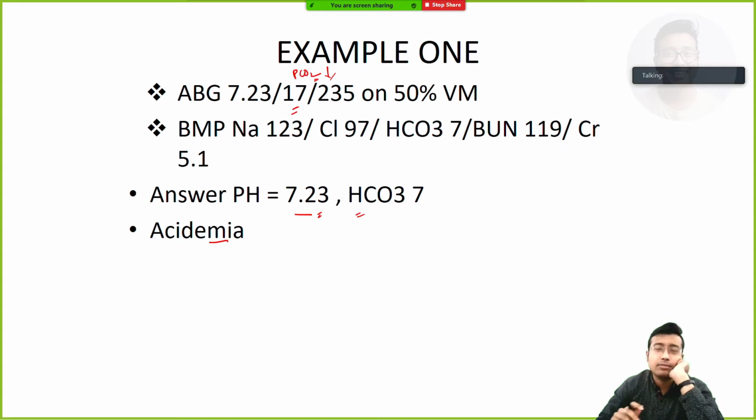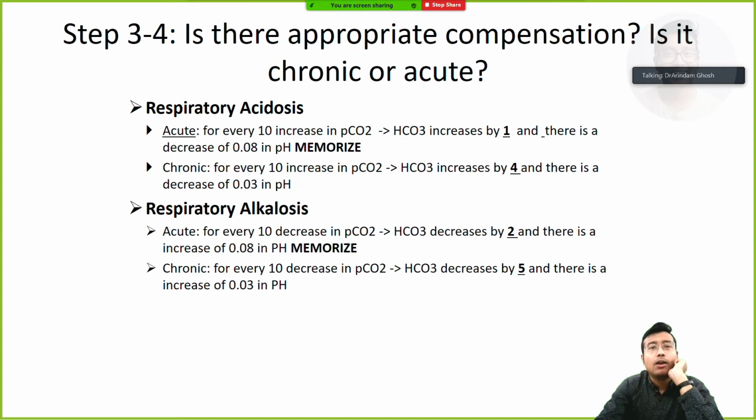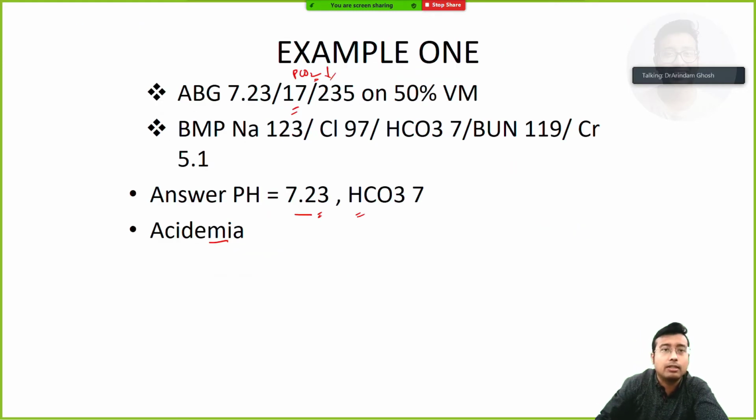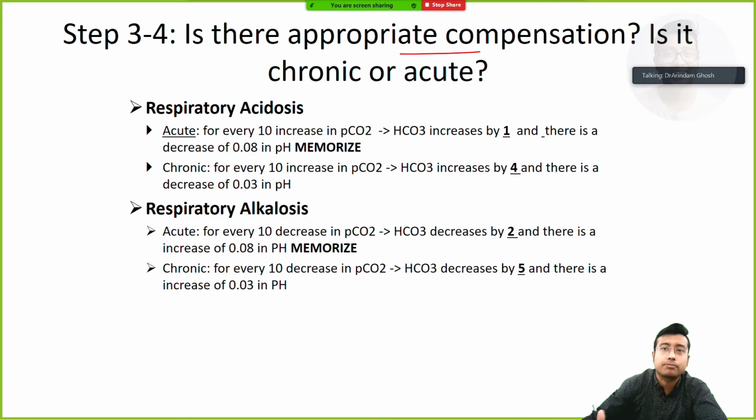Up to here we can diagnose. Next comes whether the compensation is appropriate, meaning whether it is full compensation or partial compensation. Definitely, since the pH is still low, it is not full. Full means the pH would have come up to 7.35 at least. So it is not appropriate.